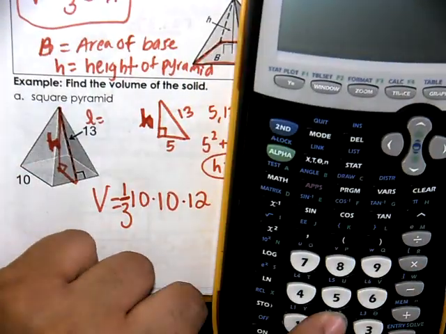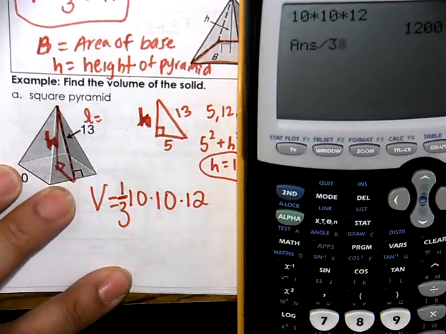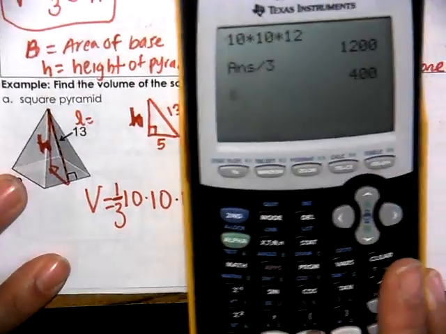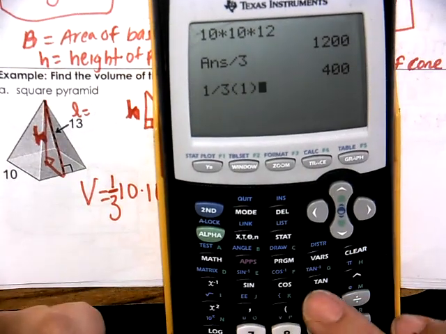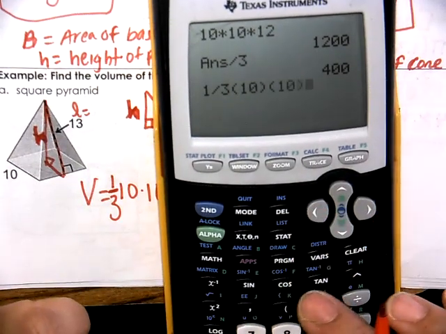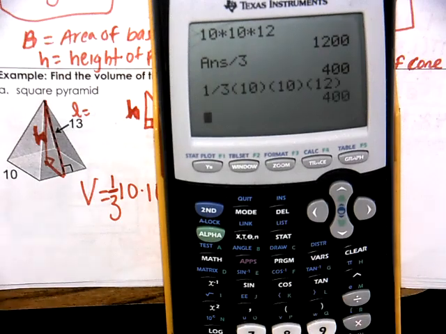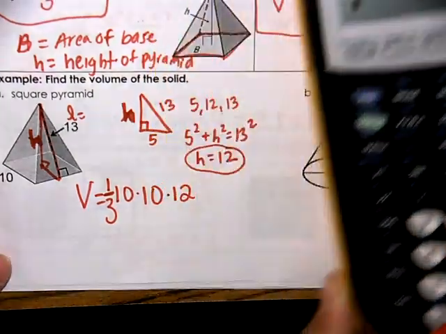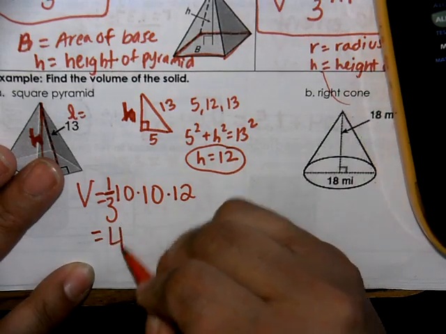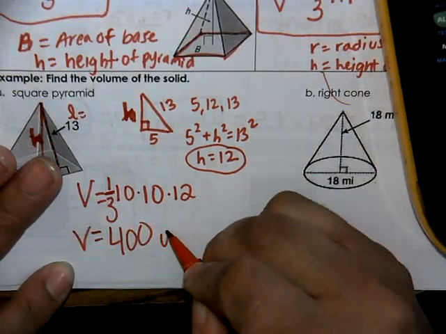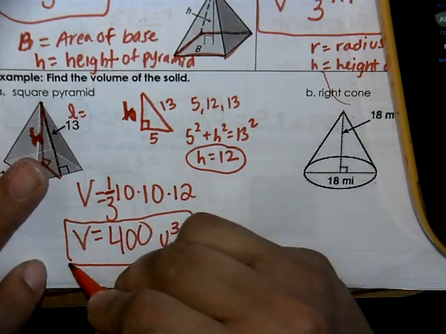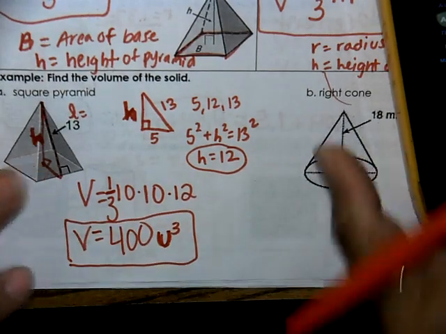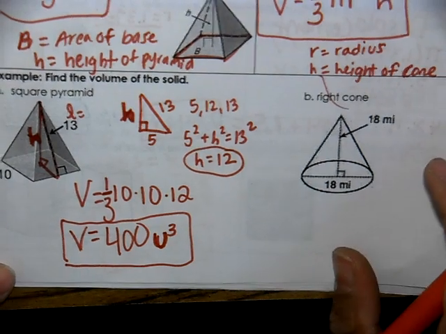10 times 10 times 12. You can either divide that by 3 or multiply by a third, and you're going to get 400. So 1/3 times 10 times 10 times 12 will also show you the same answer. Okay, so 400 is our final answer here for the volume, and don't forget units, cubic units there, because it didn't tell me what the units were. Okay, so that's the first one.